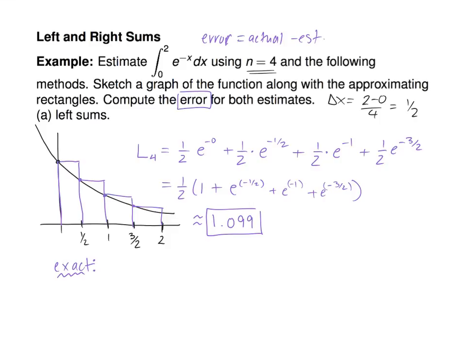So how do you find the exact area? You integrate from 0 to 2, e to the negative x dx. Can you find an antiderivative of e to the negative x? What is it?